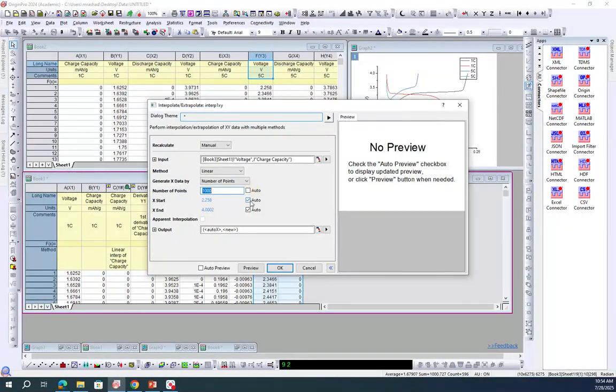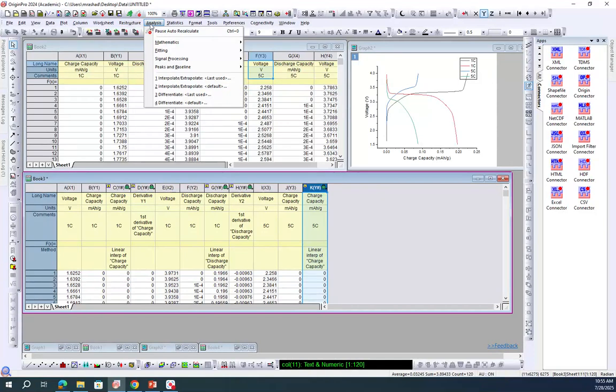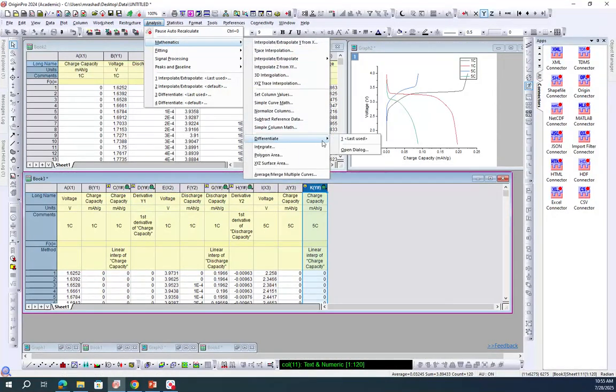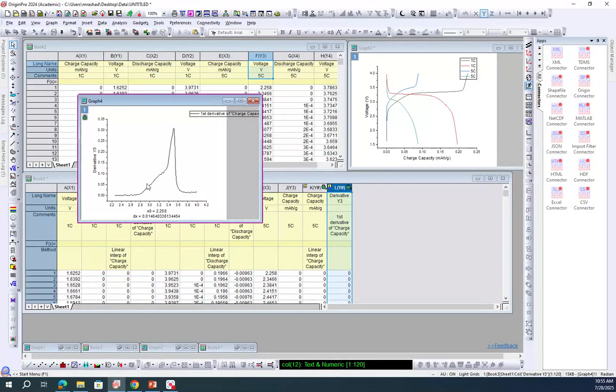Okay, instead of auto, change to... I am keeping the same 120 and the rest is auto. And then analysis, mathematics, and differentiate. Okay, let's see how it looks. Yeah, it's slightly different because its capacity is pretty low and the voltage plateau is also not good.